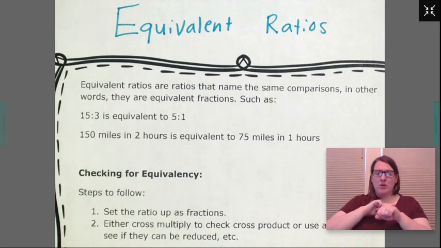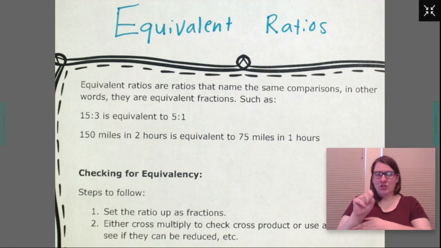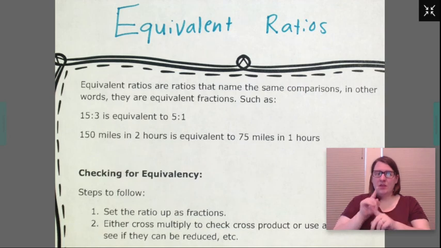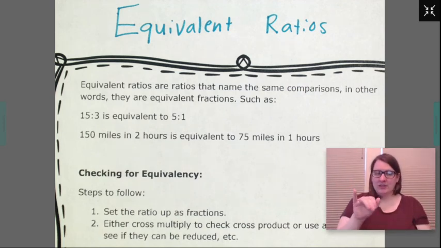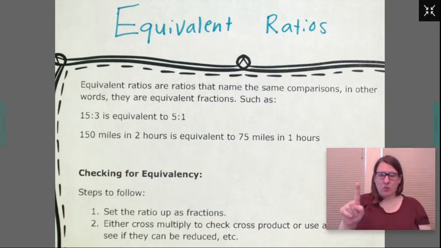Everyone. Today we are reviewing equivalent ratios. Okay, equivalent ratios are ratios that name the same comparison. In other words, they're equivalent fractions, such as 15 to 3 is equivalent to 5 to 1.